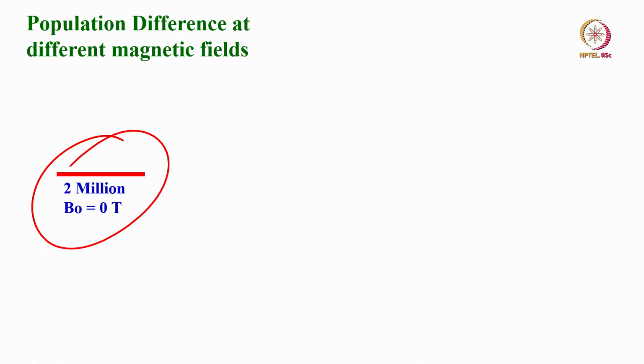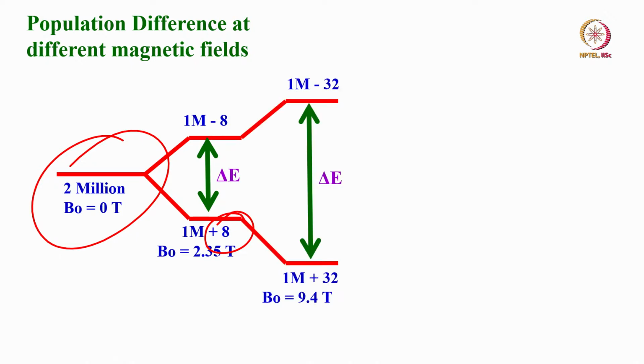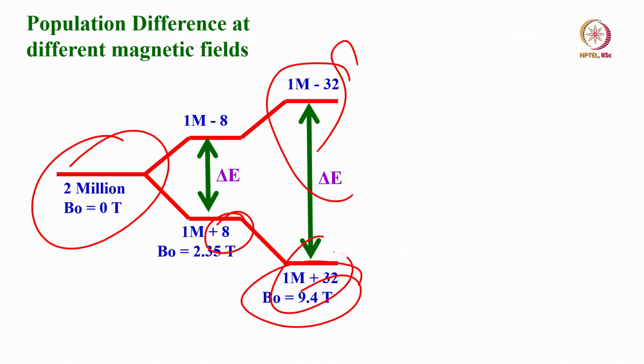Okay? Population difference at different magnetic fields I have calculated. You can see that I started with 2 million spins. In the absence of the magnetic field, B naught equal to 0, states are degenerate. There is no separation of energy levels. All spins are in the same energy level, randomly distributed. Now, at 2.35 Tesla, there is a separation of the energy levels and the population excess is very small, only 16. Here 64. When I change the magnetic field, 4 times larger here. See here 32 and 32.